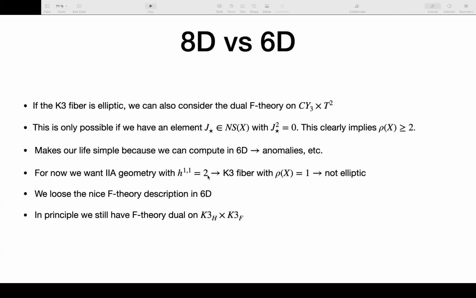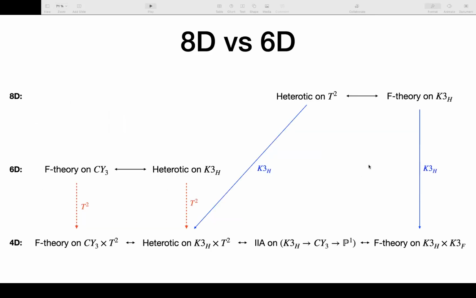Okay, so as I told you, we want low H11 of the Calabi-Yau threefold, so we have a K3 fiber with rho equal to 1, which is not elliptic. So we lose the nice F-theory description in 6D, but in principle, we still have an 8D description in terms of F-theory on K3 times K3. So that's the situation in the picture. That's what we are actually studying: type 2A on this Calabi-Yau, which is K3 fibered. And we have the various dualities. And in the generic case, we have only the duality descending from 8D.